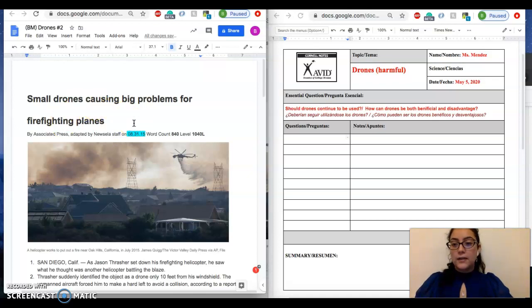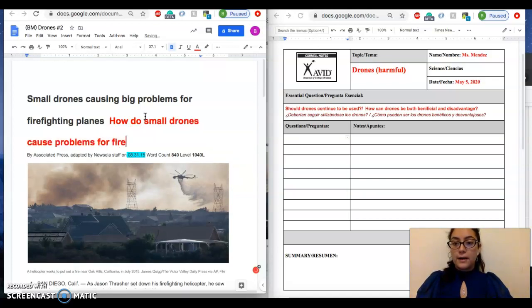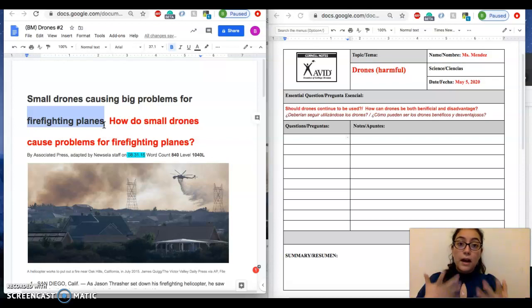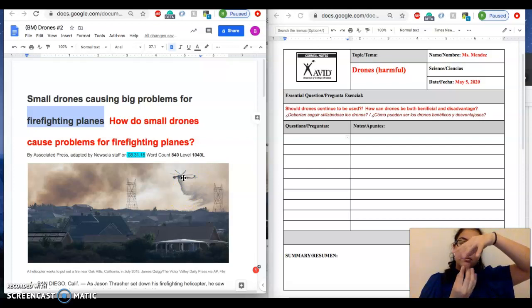So let's go once again straight from the title. Small drones causing big problems for firefighter planes. To make that into a question, we could write, how do small drones cause problems for firefighting planes? Now, if you don't know what firefighting planes are, you know what a firefighter is? Firefighters, if there's a fire, they put out the fire. So firefighting planes are firefighters that have this helicopter, and if you can see from the image, there's a helicopter, and that helicopter carries thousands of gallons of water, and what it's spraying or spreading around is water. So these helicopters fly above the fire, they drop water to try to put the fire out.